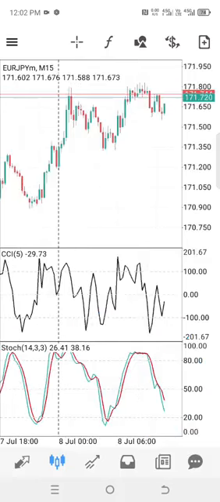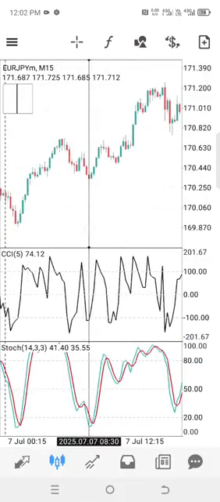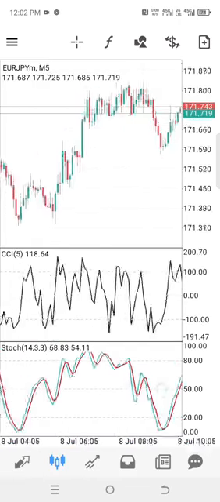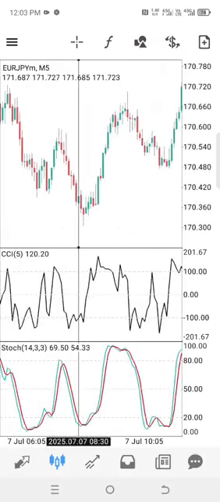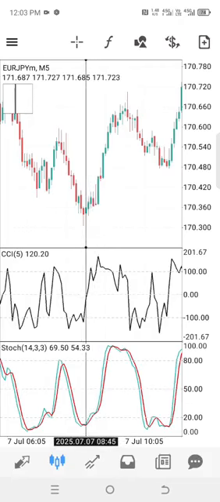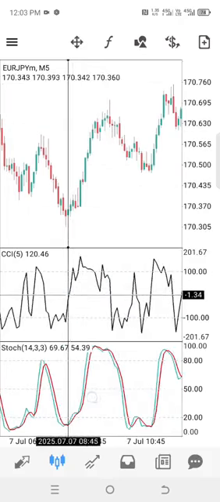As soon as I have it above level 50, I'm going to go to the next time frame, which is the M15 time frame, and wait for the stochastic oscillator to drop below the level 50. Now, as you can see, it's below level 50. Then I go to my M5 time frame, and then I wait for the Commodity Channel Index, the CCI, to move and touch the level 0 on this part.